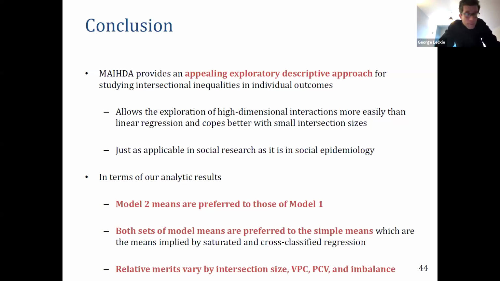In terms of my analytic expressions, they show quite conclusively that the Model 2 means are preferred to those in Model 1, and both MAIHDA models are preferred to simple means. But most importantly, this choice of method only matters when intersection sizes are small. And if they are small, they're also a function of VPC. The smaller the VPC, the more choice of method matters, so the smaller the intersectional inequalities are. And they also matter in terms of imbalance and PCV as well.